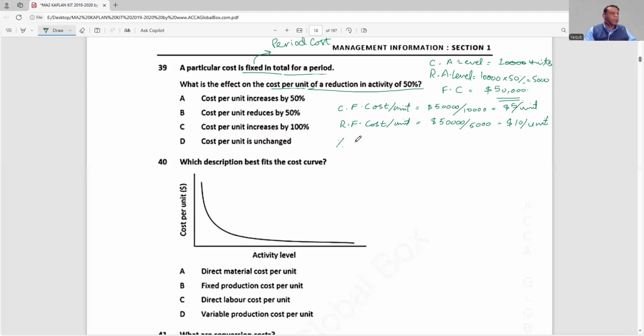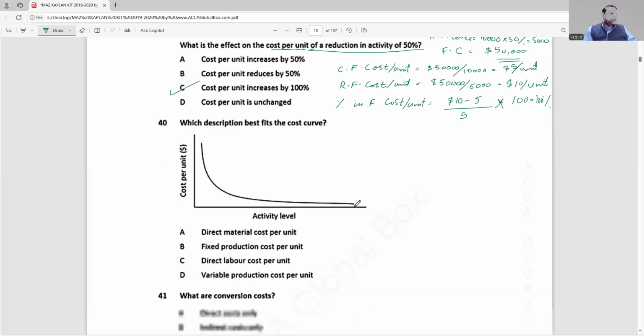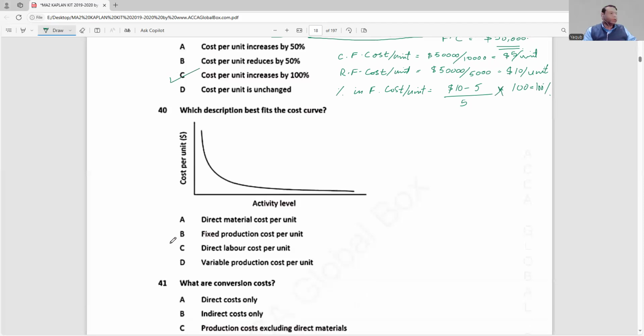If we calculate, the increase in fixed cost per unit is equal to 10 minus 5, divided by the current 5. To convert into a percentage, we multiply by 100. So the cost is rising by 100%. So C is the right answer. This is the way to deal with such questions. The next one is representing the fixed cost per unit.